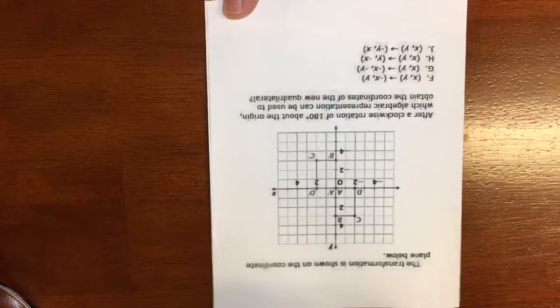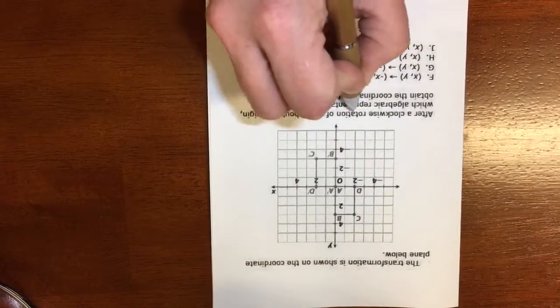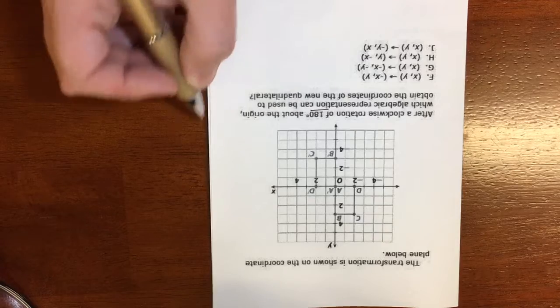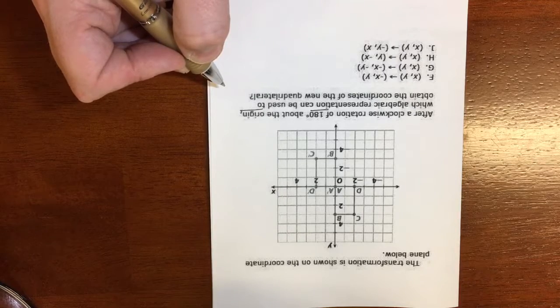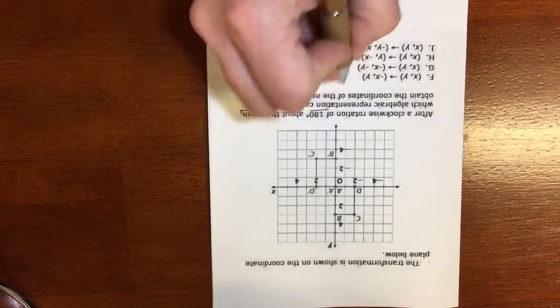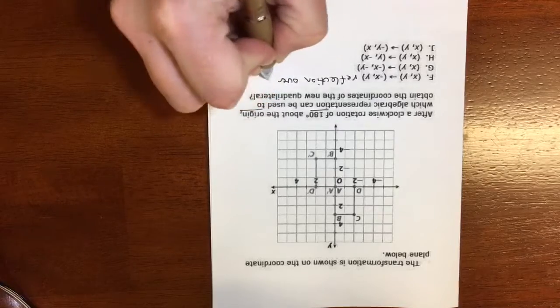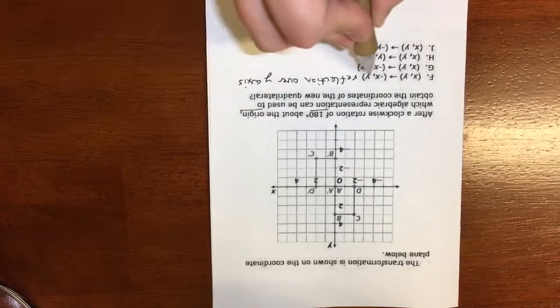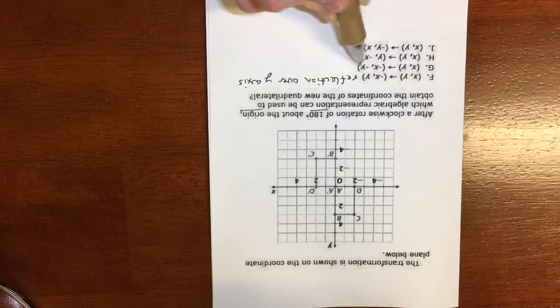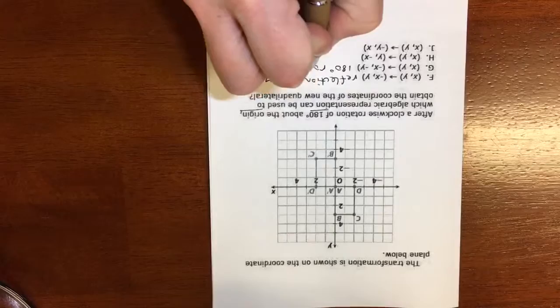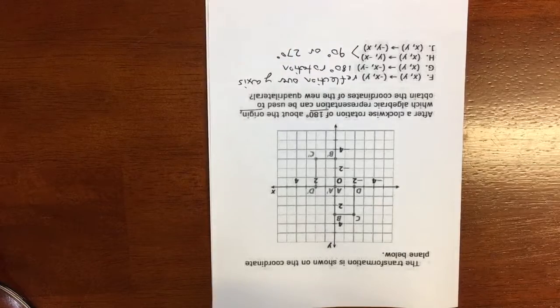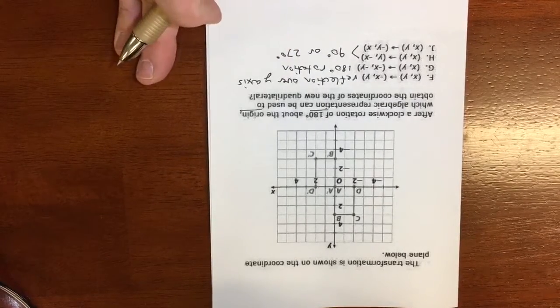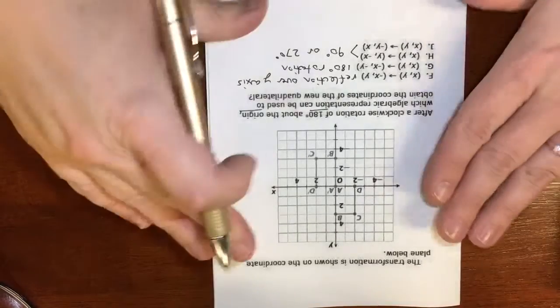All right, this transformation, it's going to be after a clockwise rotation of 180 about the origin, which in 8th grade it's always about the origin, which algebraic representation can be used to obtain the coordinates of the new quadrilateral. Okay, well, I know this is a reflection because the x has changed opposite. So that's a reflection over the y-axis because the y didn't change. Okay, and I remember this is a 180-degree rotation. And I remember these are either 90 or 270. But I don't really remember those off the top of my head. So if you can't remember this, just pick some points and use these points.